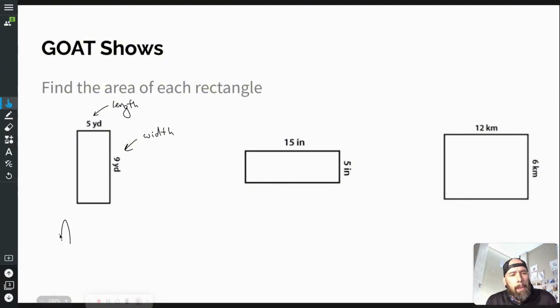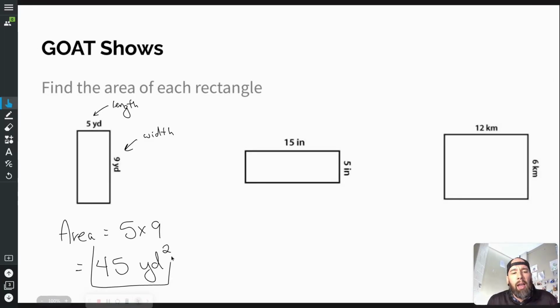So the area is going to be 5 times 9, which is 45. Now, it's not 45 yards. What we do is we write out yards with a little exponent of 2. That stands for square yards. So the unit in area is going to be square units. So the answer is 45 square yards.